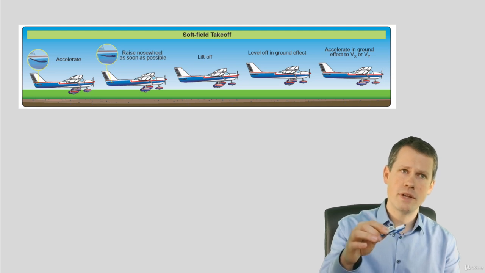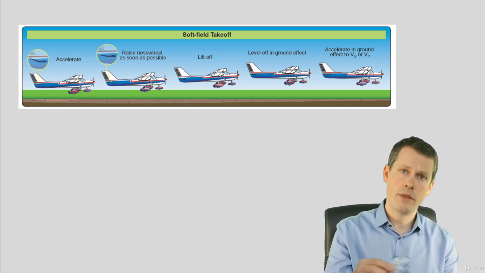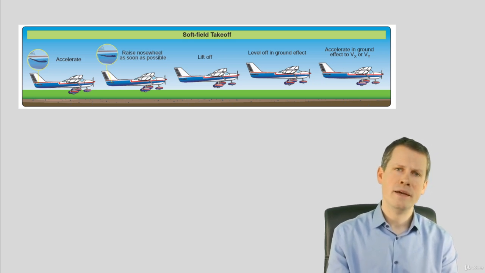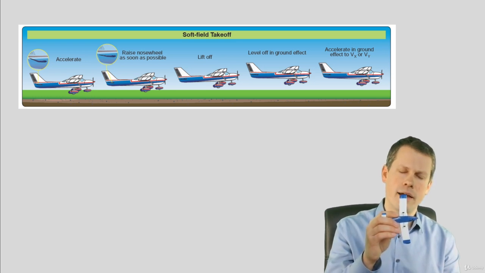Okay, and then you wait until you lift off. And in this configuration and in this attitude, the airplane will lift off earlier than usual. And it will do so because it's in ground effect. We've talked about ground effect in the last lesson. This is a condition that's valid roughly until a height that corresponds to the wingspan of the airplane.